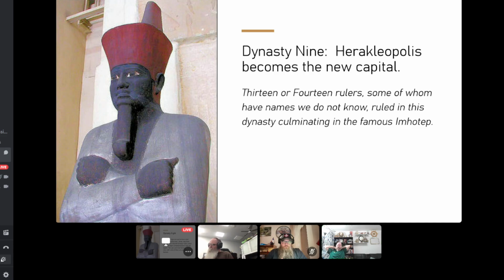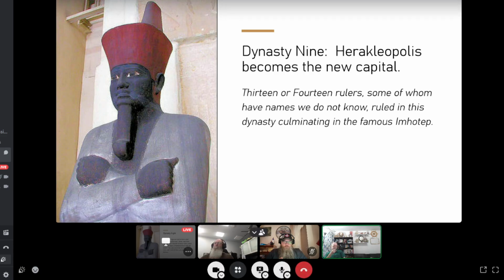That does help. Supposedly, the Ninth Dynasty has 13 or 14 rulers, some of whom have names we do not know. They ruled in this dynasty from their new capital in Upper Egypt rather than Lower Egypt. And the most famous of this dynasty was Imhotep at the very end. But second only to Imhotep would have been Mentuhotep the first. All right.